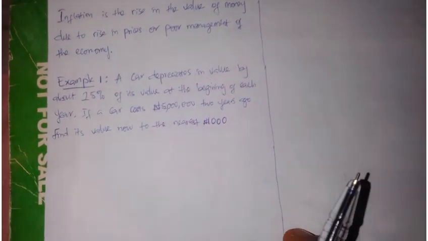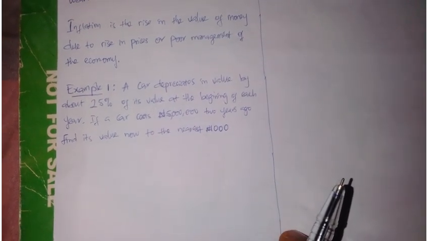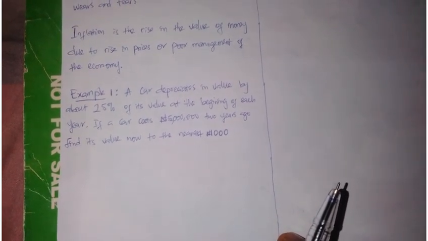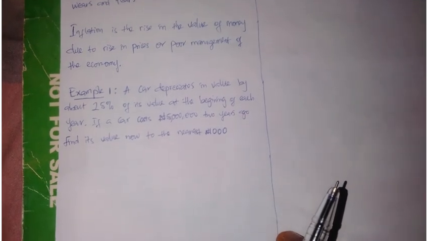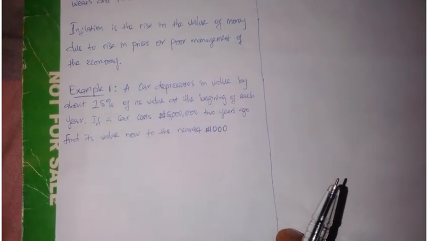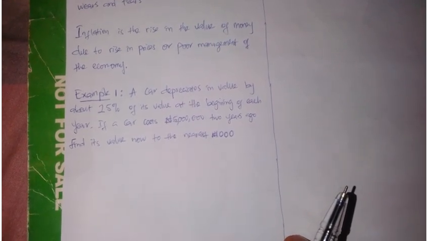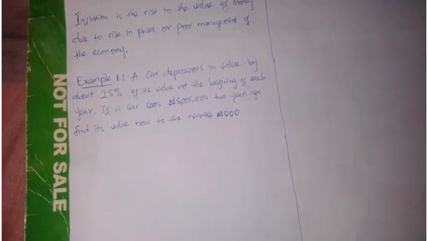Anyways, straight up, example 1: a car depreciates in value by about 25% of its value at the beginning of each year. That is, at the beginning of each year, the car depreciates in its value by 25%. Now, they said if a car cost 5 million naira 2 years ago, find its value now to the nearest 1,000. Very simple.